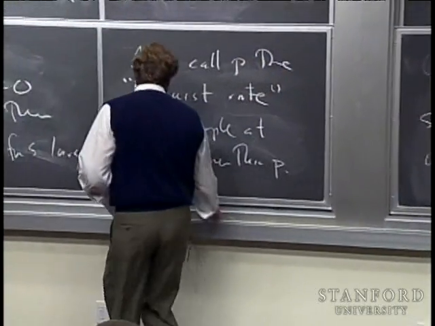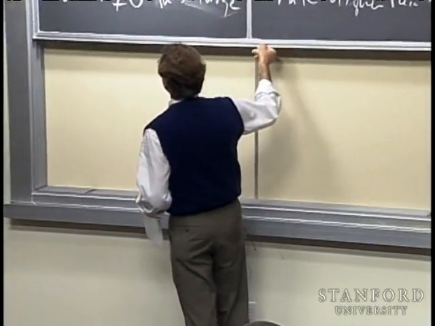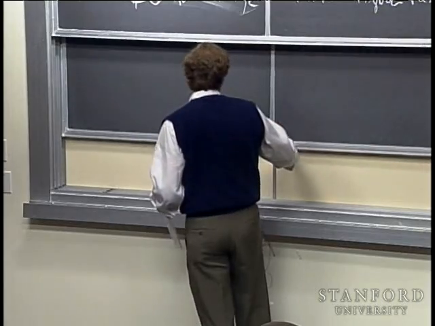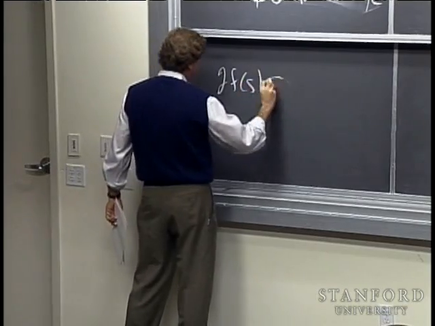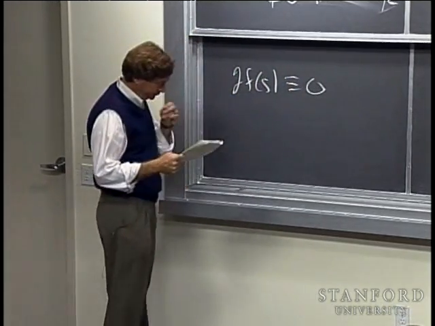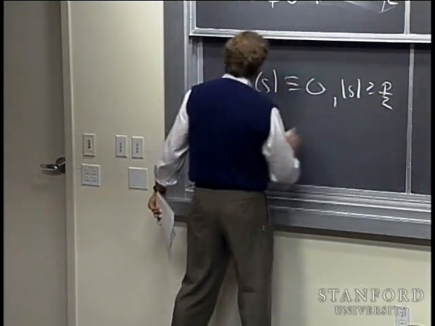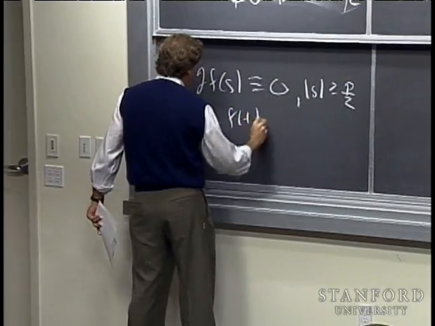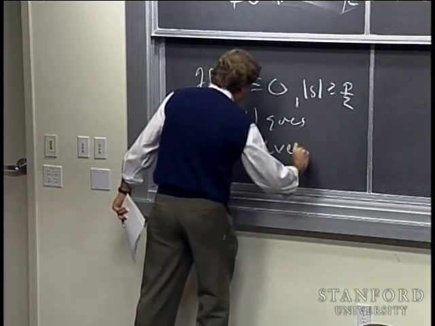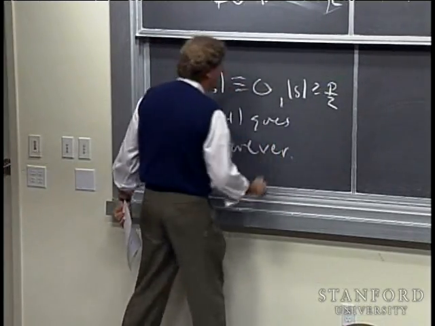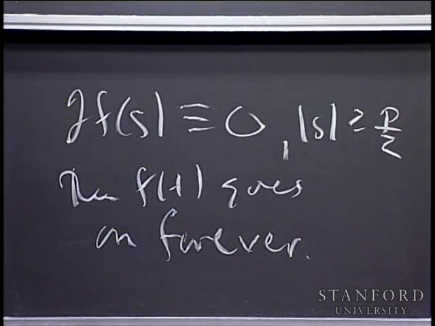Well, I'll give you a somewhat bogus argument. There's a more rigorous argument given in the notes. So let me prove this, that if the Fourier transform of f of s is identically 0 for, say, s bigger than or equal to p over 2, then f of t goes on forever.